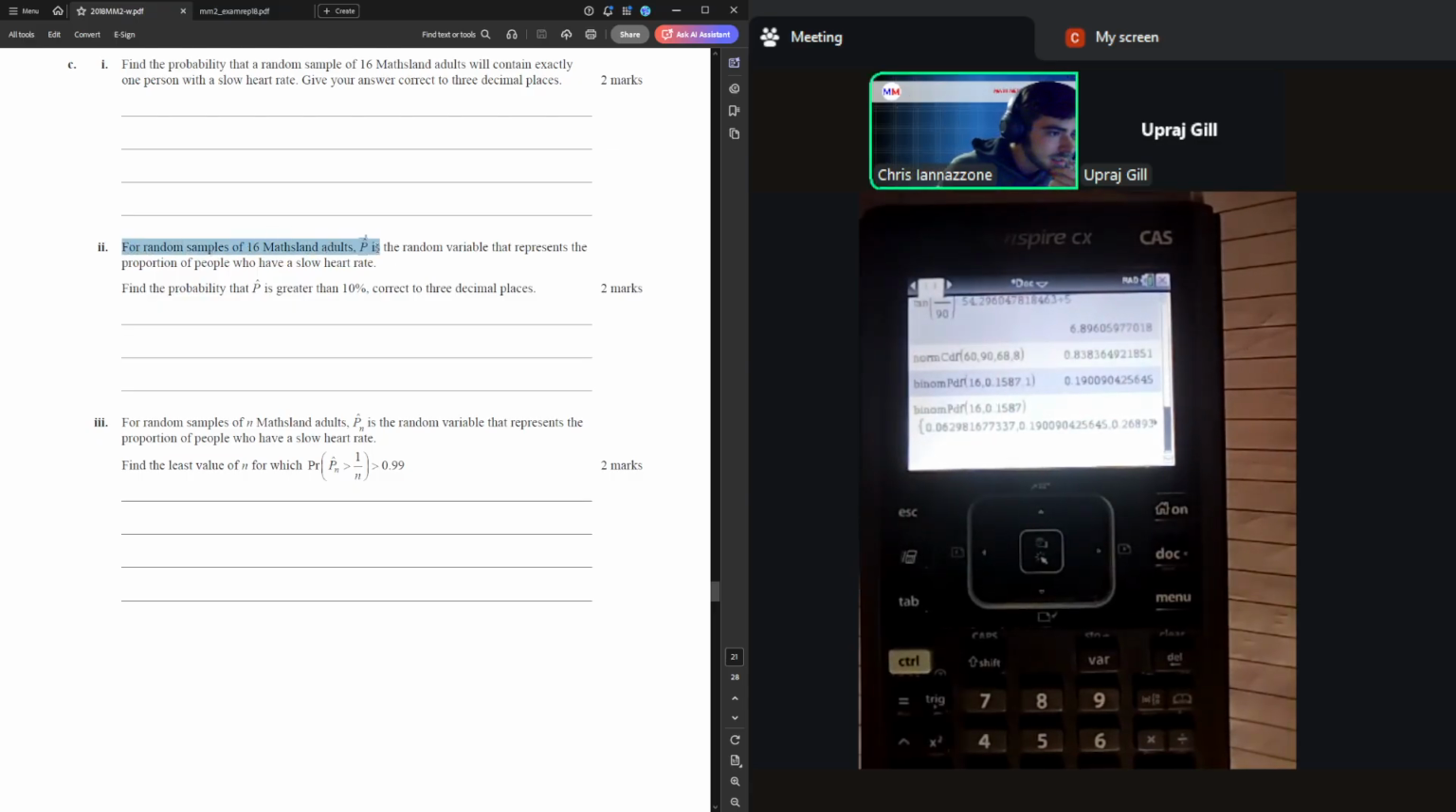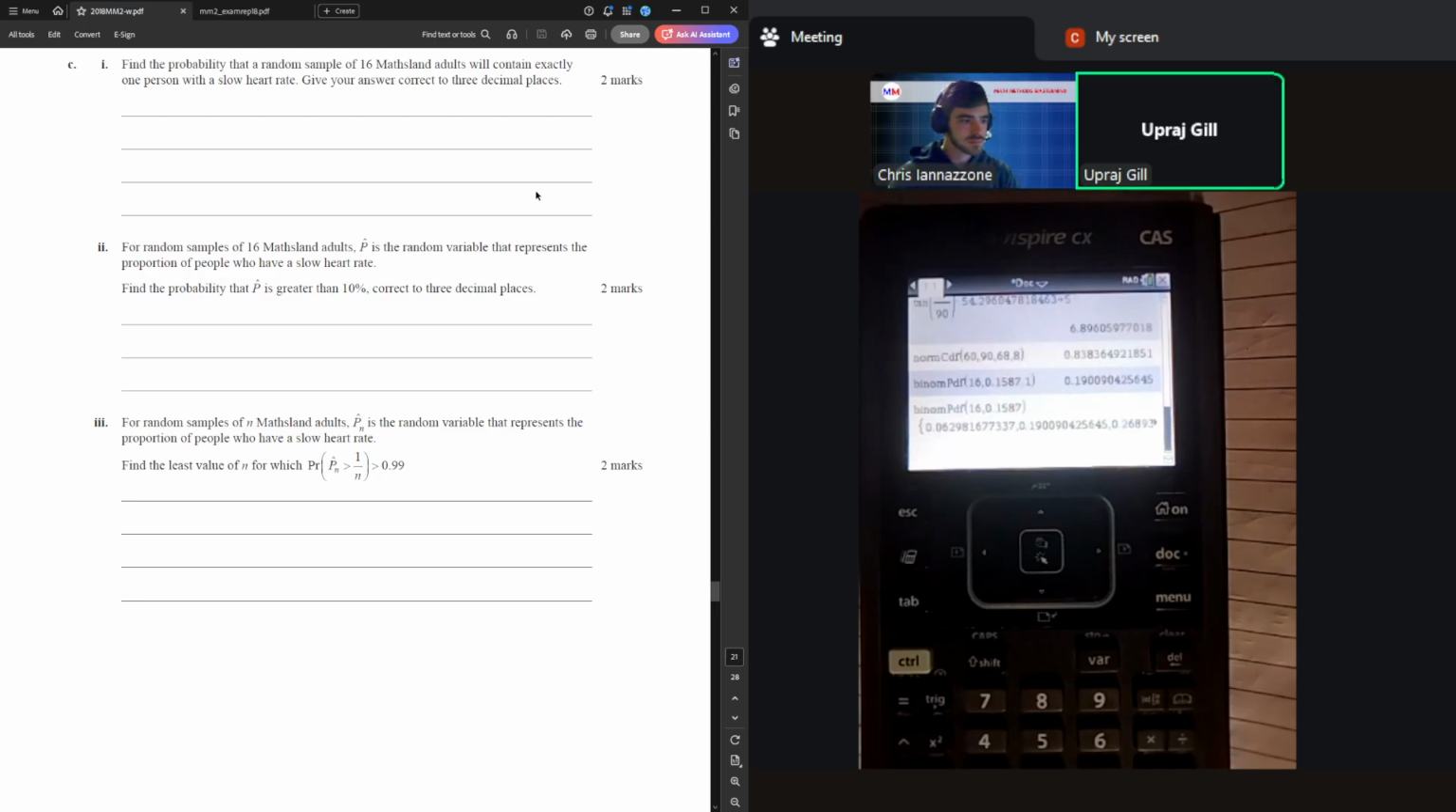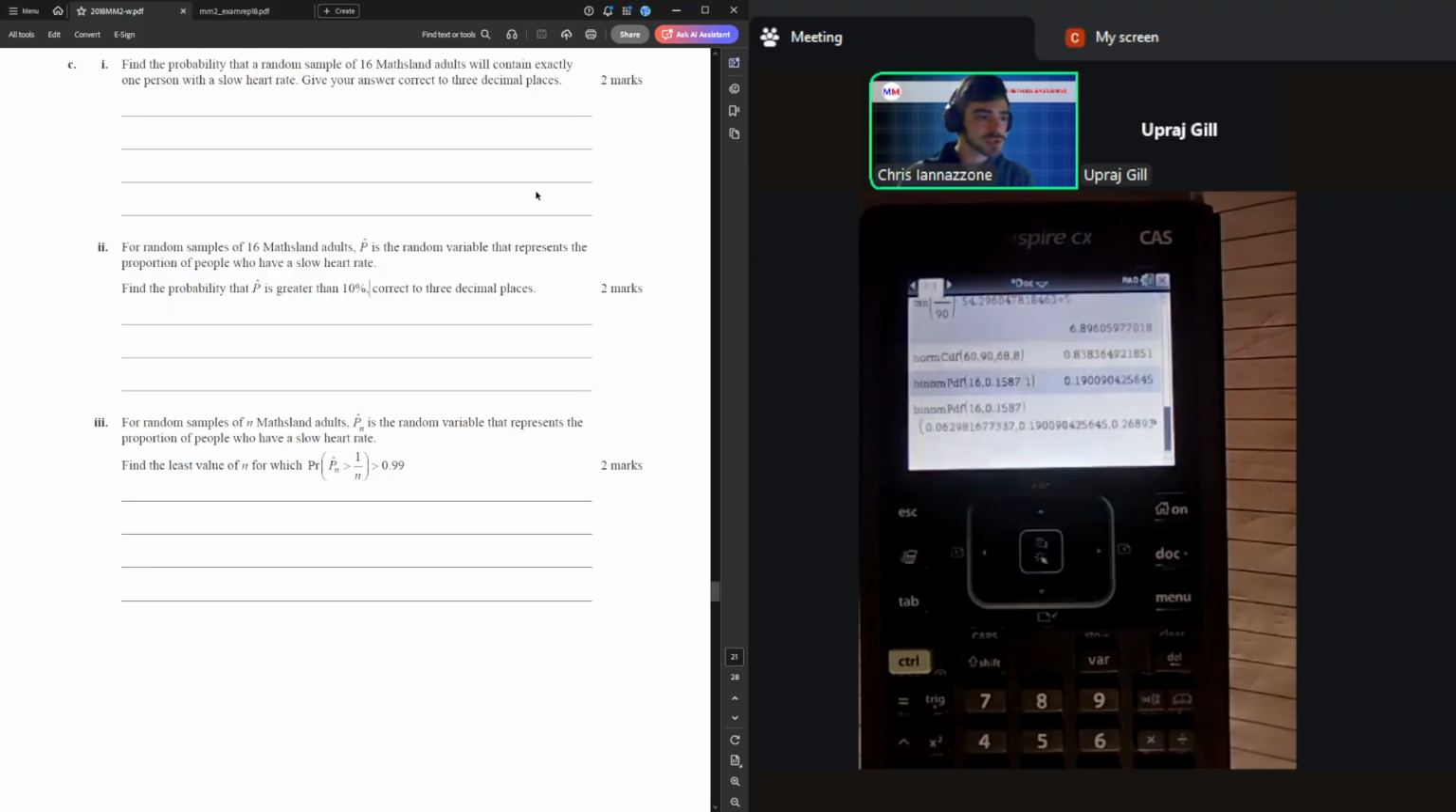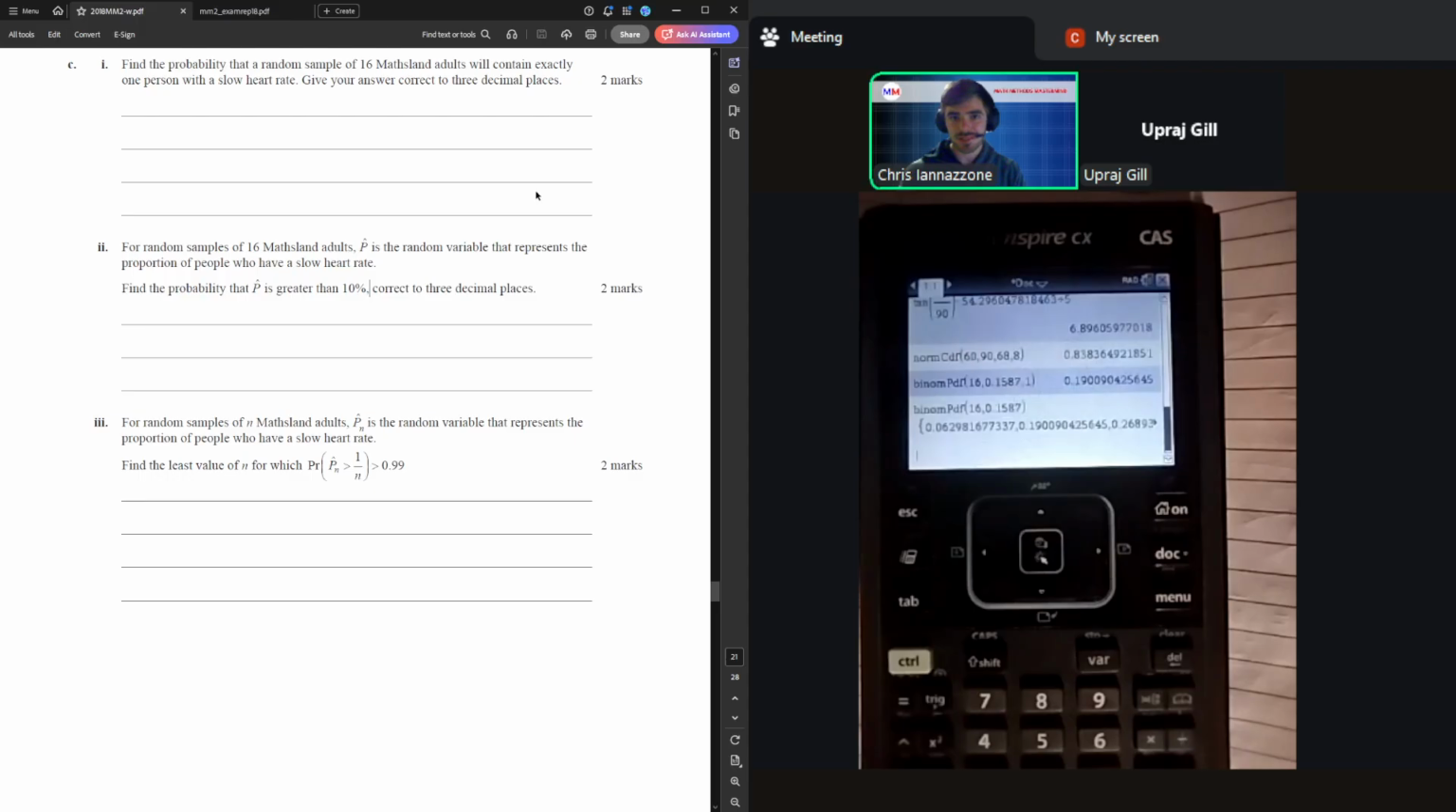Okay, that's that one. Part II is very similar. Random samples of 16 adults. P hat is the proportion with slow heart rate. Find the probability of P hat being greater than 10%. This is a trick here. I'll let you have a stab first, just in case. Find the probability that there are more than 1.6 people with a slow heart rate. Great, so you found it already. Just flip your proportion to a discrete equivalent, and then use exactly the same method that you've just done.